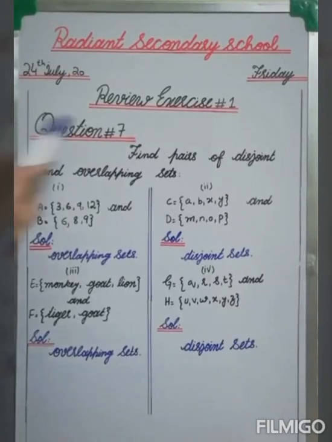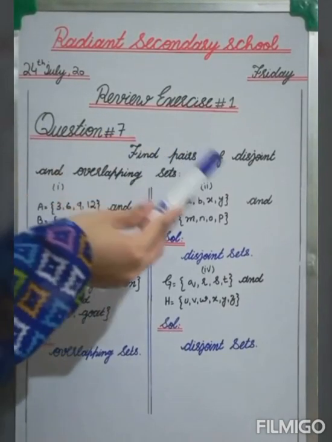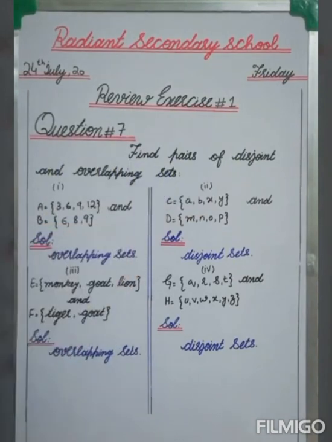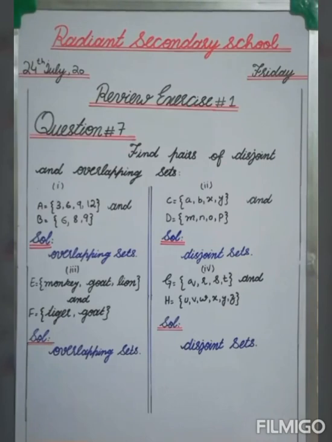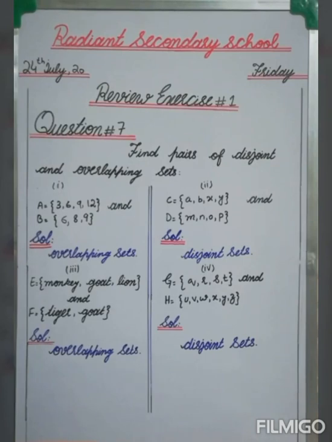Next, question number 7 is, find pairs of disjoint and overlapping sets. Before starting the question, we must recall what disjoint and overlapping sets are. Firstly, we will discuss disjoint sets. In disjoint sets, there are no common elements present, and overlapping means that two sets have some common and some uncommon elements. It means that they are not subsets of each other.